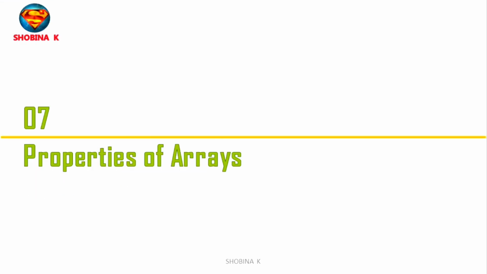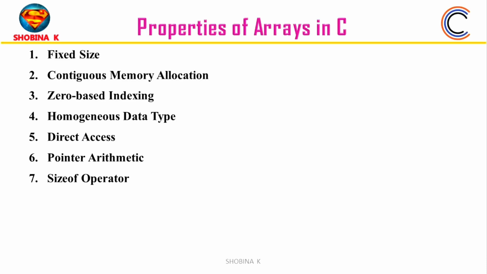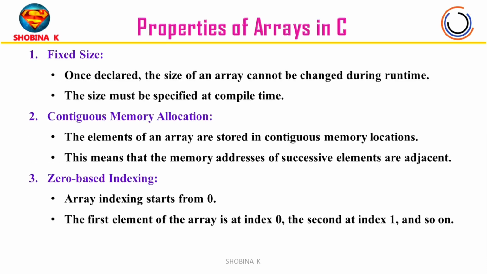And now let's move to the properties of arrays. These are the properties of arrays in C. Arrays in C have a fixed size. It means once you define the size of the array, it cannot be changed during runtime. So the size must be specified at compile time. The elements of an array in C are stored in contiguous memory locations, which means the memory addresses of successive elements are adjacent. Next, zero-based indexing, which means array indexing in C starts from 0. The first element has index 0 and the second element index 1 and so on.